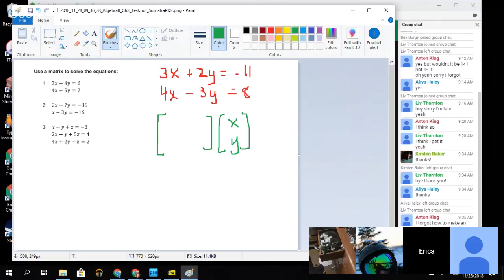What I mean by the coefficients is you're going to look at the numbers that are out in front of your x and your y. So we have a 3, a 2, a 4, and a -3. Notice here, this is a subtract 3y, so that negative comes with the 3. Okay, and then that equals -11/8.